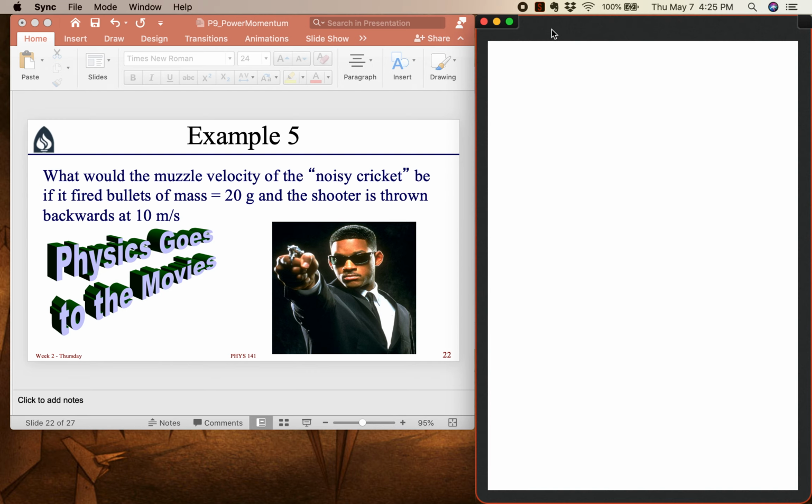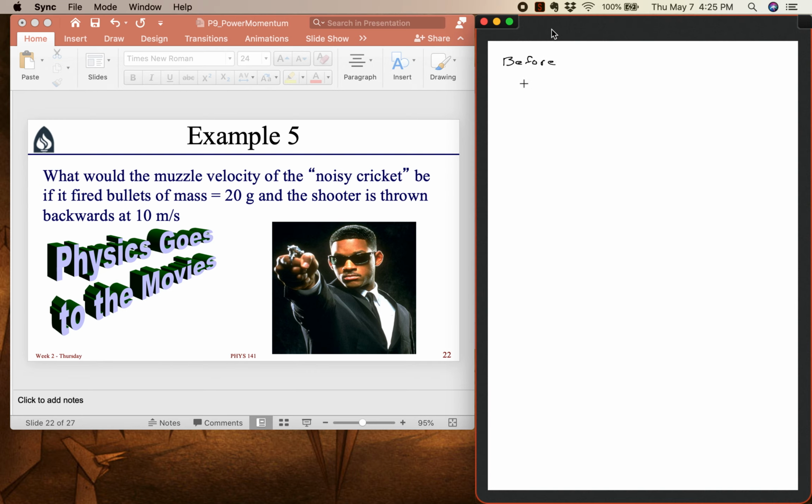The bullet, gun, Will Smith character, these are all objects interacting with each other, so we should be able to conserve momentum and figure out what the muzzle velocity of the noisy cricket would be if it was just a conventional gun. So when you're doing this kind of problem, it's very helpful to first draw a before and after picture of either the collision or, in this case, explosion.